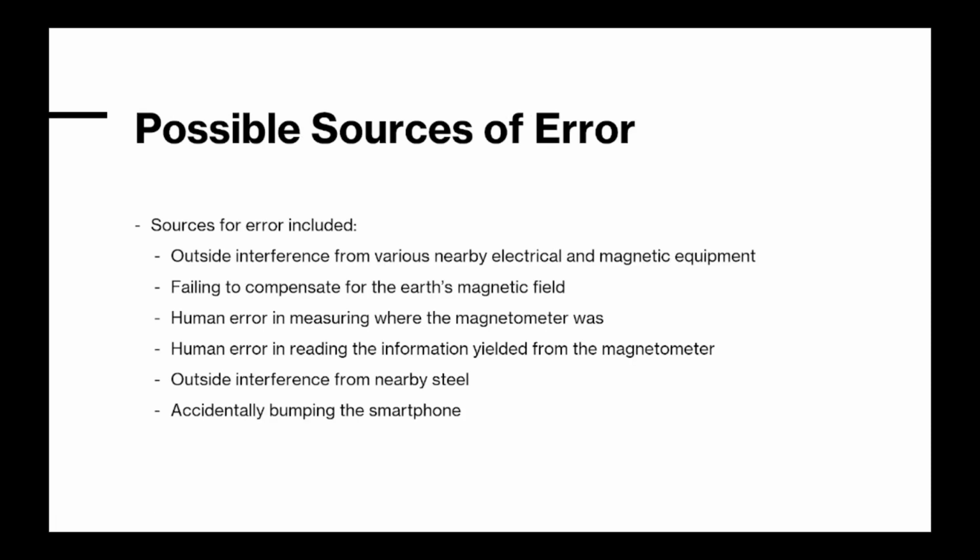So the possible sources of error that we had in general were outside interference from various nearby electrical and magnetic equipment. We had failure to compensate for Earth's magnetic field, just various forms of human error, outside interference from nearby steel or other metal, and accidentally bumping the smartphone.